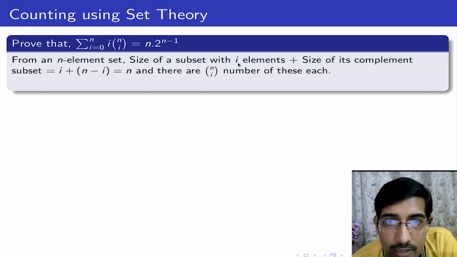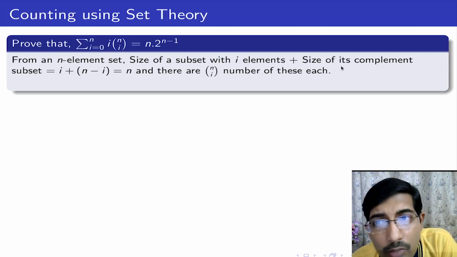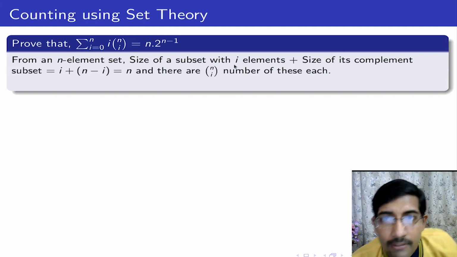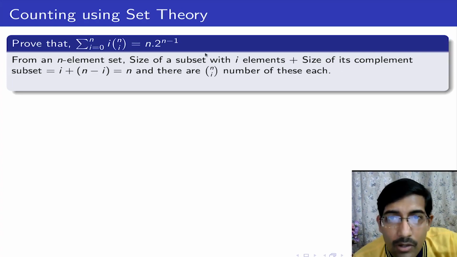So I list a subset of size 0 with its complement, that is the whole set. I list a subset of size 1 and its complement is the whole set. So there are NCi such subsets with I elements, and similarly these many complements are also there. So if I add all of them, what I will get is the number that I want, 2 times, right?